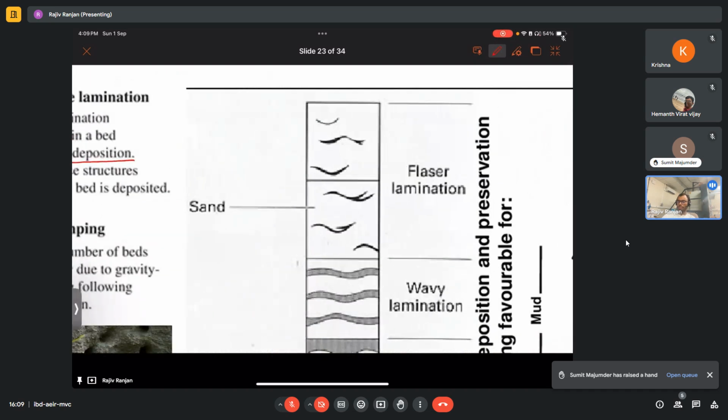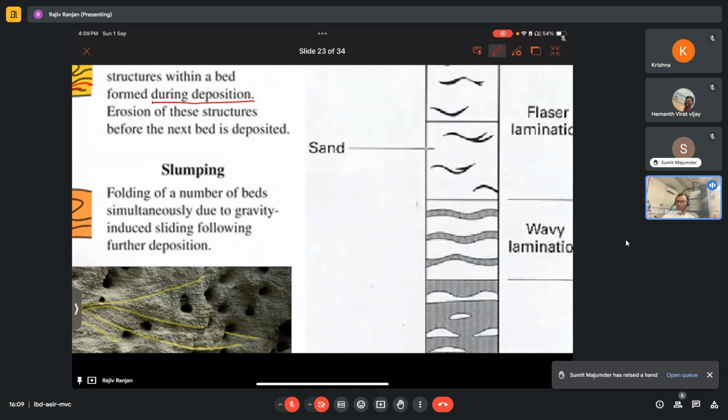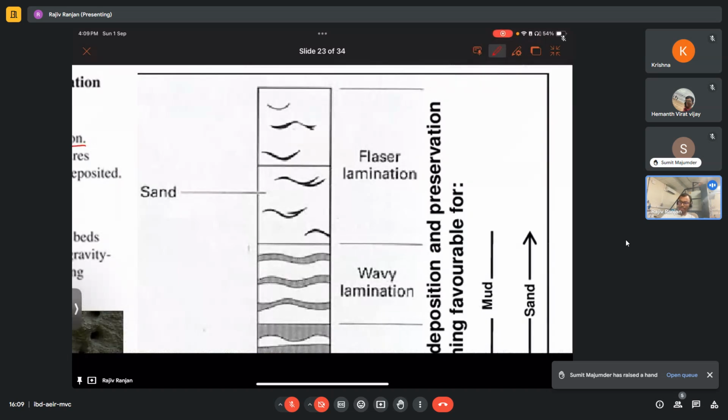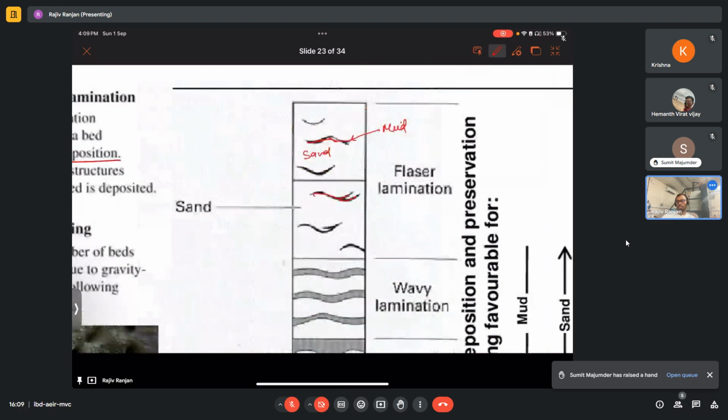If you see flaser bedding, flaser means you have more sand. The white part is sand and this is mud. So mud is actually in the matrix of sand. So these are called flaser bedding.